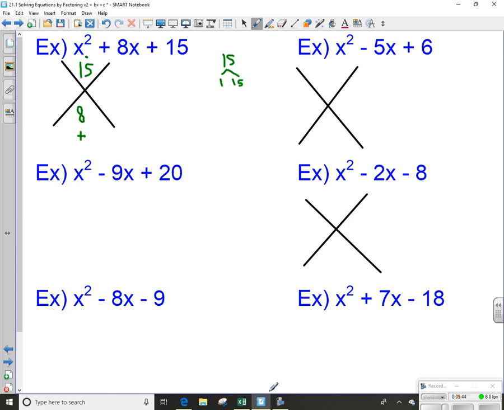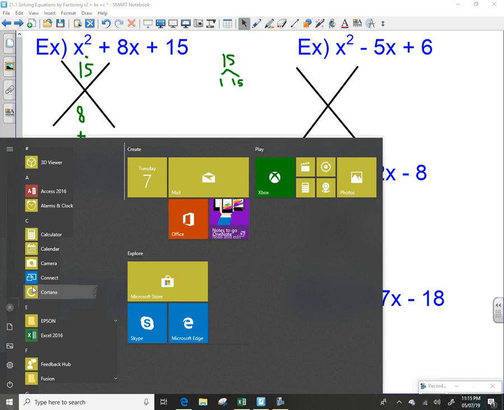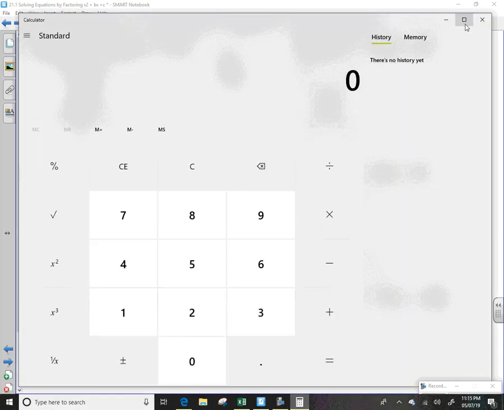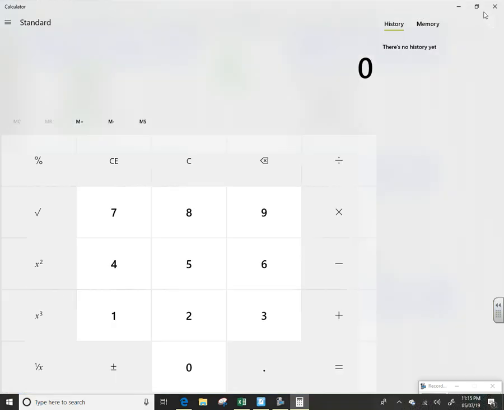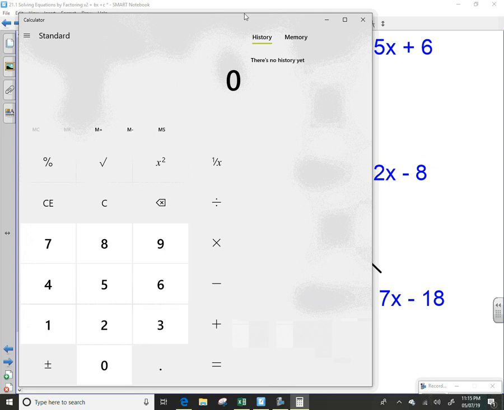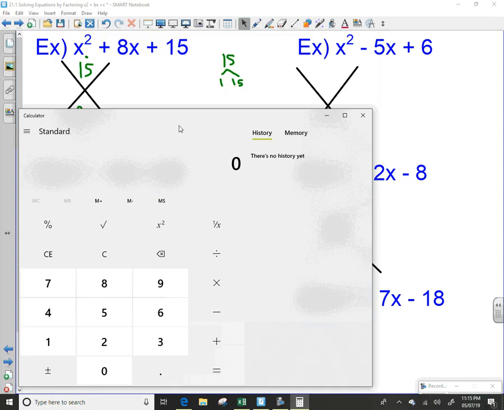2 does not divide into 15, and let me show you this: some of you that are not good with your multiplication facts, that's when I would go to your calculator. Now here's my desktop calculator, and I'm going to show you the quickest and easiest way to check to see if that number is a factor.